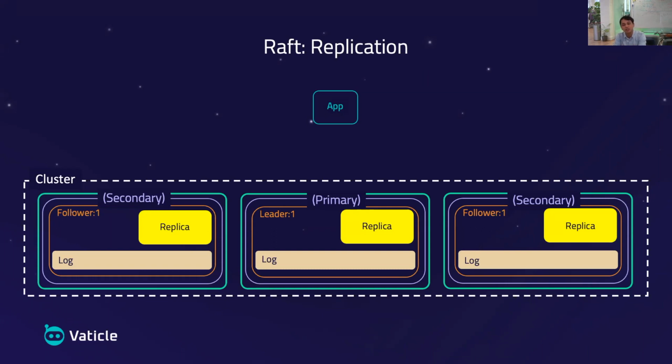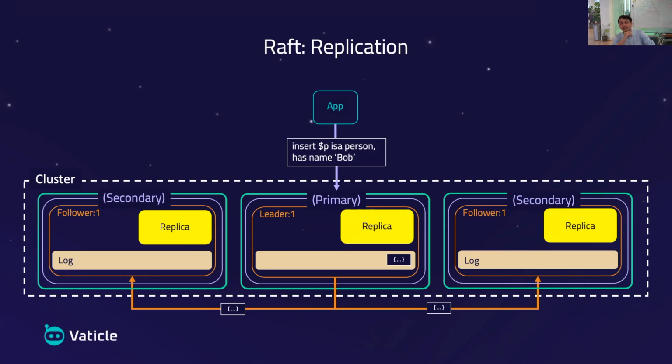So here we have the replica and we have the activity log. Here I'm depicting the activity log right here, right? And say the application wants to insert a new entity with some name, right? A typical insert $p is a person has name Bob to the server. And this query will have to go through the primary replica, which is also where the leader replicator for that given database sits, and it will accept the request and add that request into the activity log.